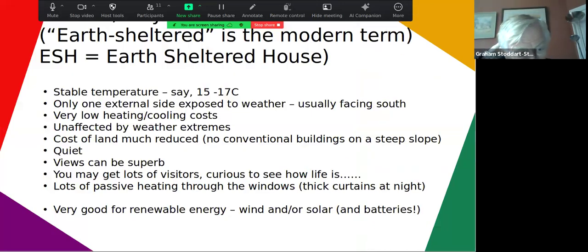The beauty is much the same as the passive house, that the temperature very rarely varies. And of the side that is exposed to the weather, you can put in plenty of triple glazing. So low heating and cooling costs. You can reduce the cost of building the house by building it where nobody else could put up a conventional building. So if you're on a steep slope, that's ideal from the point of view of somebody who wants to build an earth sheltered house. And a builder wouldn't want to spend all the money on flattening the ground to put in a conventional building.